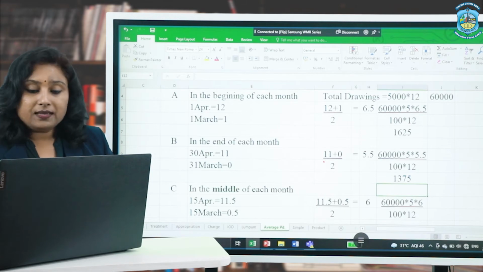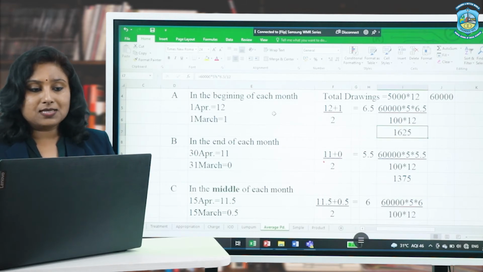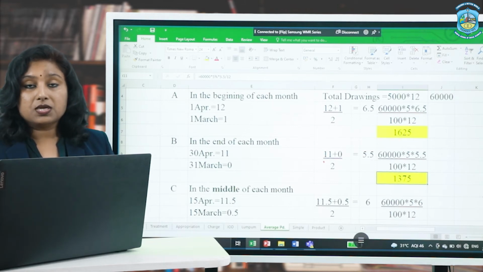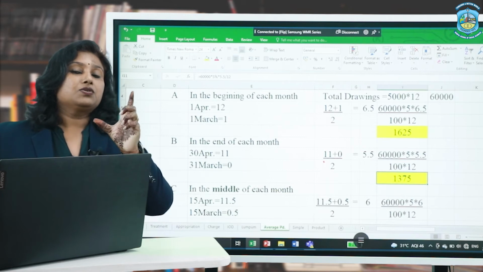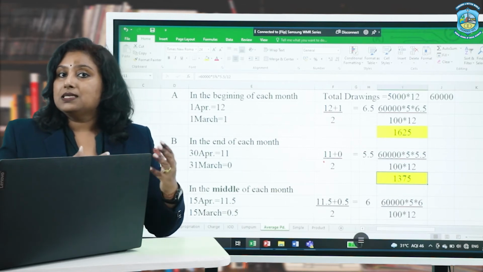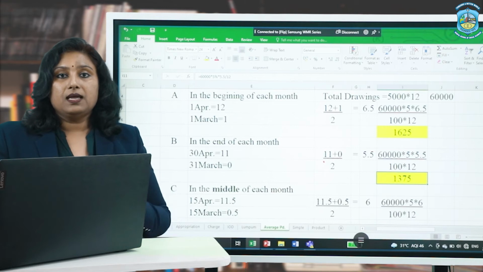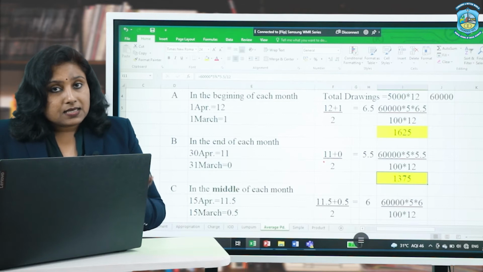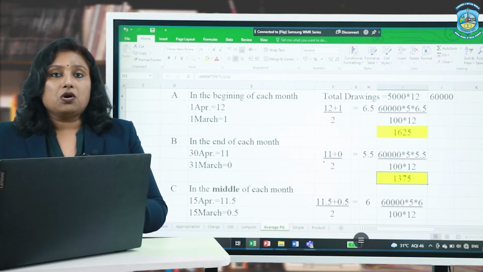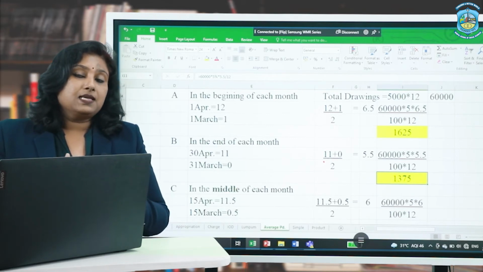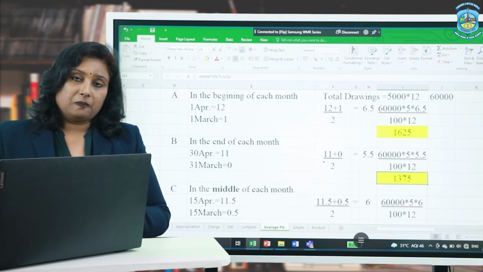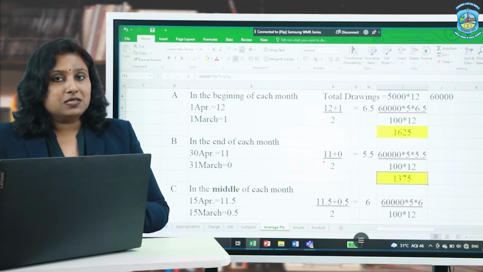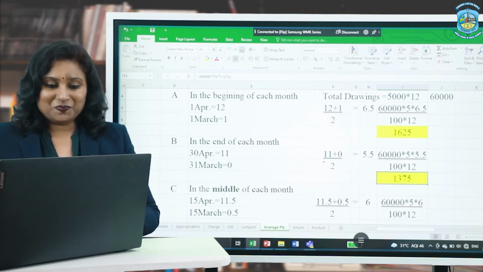Did you see the magic? Why is it done so? Why has the interest amount reduced? Earlier it was 1625 and now it is only 1375. Why has it reduced? Because for the first month interest on drawings would not be charged because he did not withdraw in the very first month. At the end of the month only he had withdrawn, right? And in the same fashion, he did not withdraw in the beginning of the last month, whereas he withdrew at the end of that month. That is why we take an average period time. Now let's see what happens if he withdraws in the middle of each month.